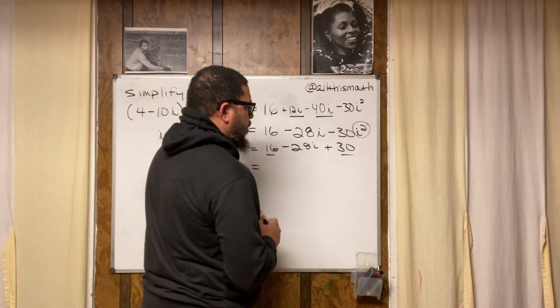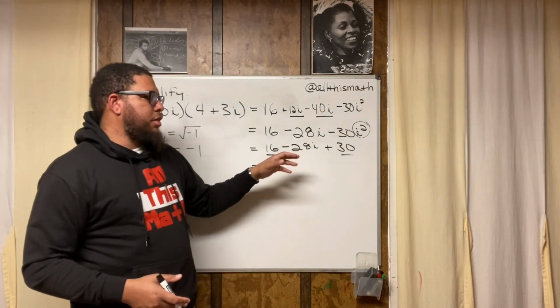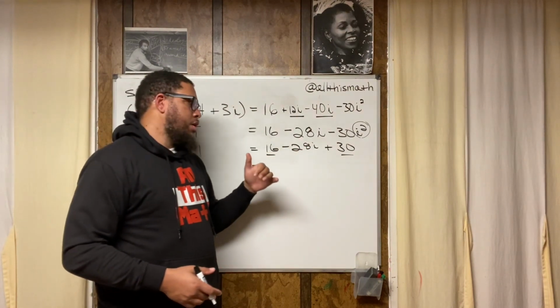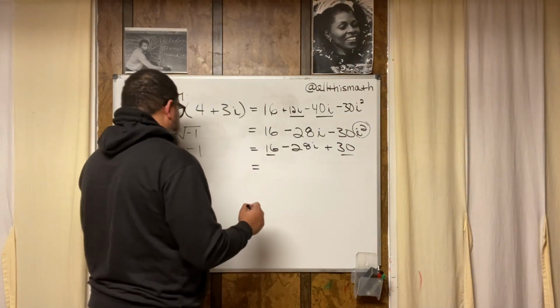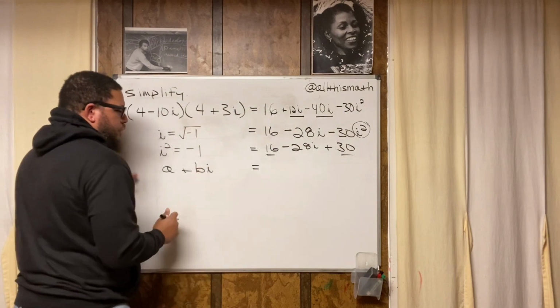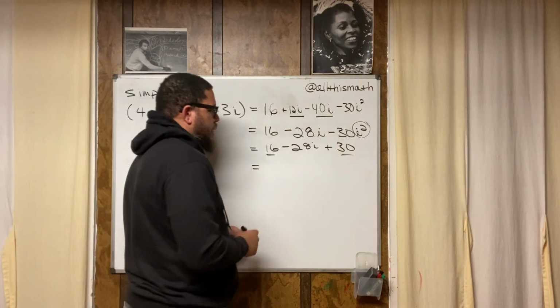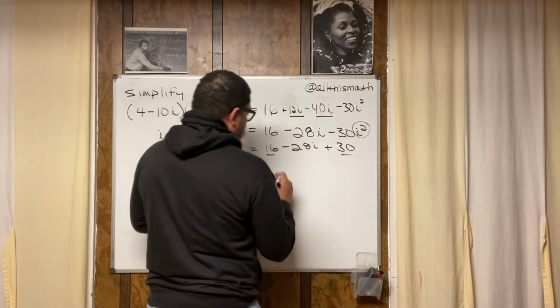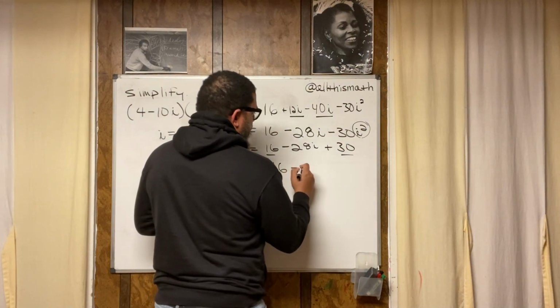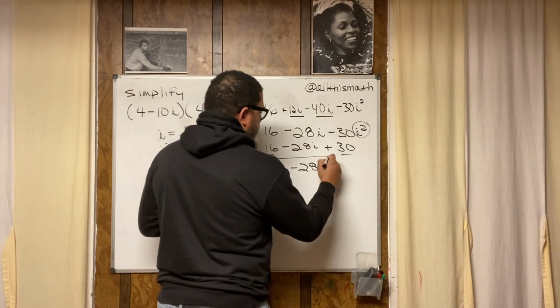So now I can combine these two, the 16 and the 30. Now, in case you're wondering, well, how should you write it? Should you write the i term first, or should you write the real number term first? So we follow this format, which is a plus bi, which means the i term always goes second. The i term always goes second. So we're going to do 16 and 30. That's going to be 46. And then minus 28i. And then that is our final answer.